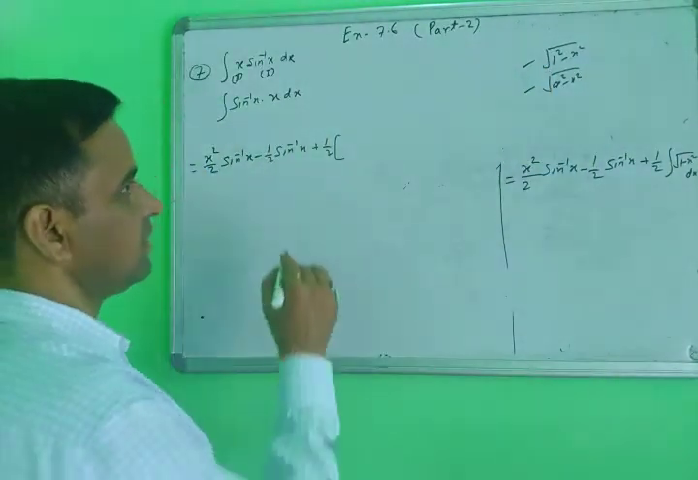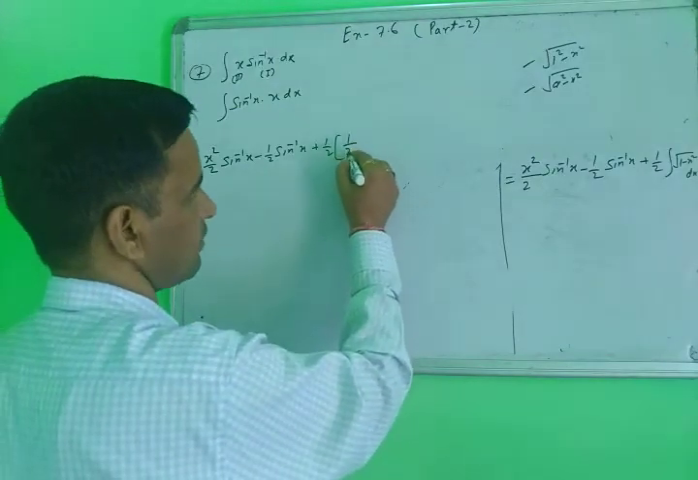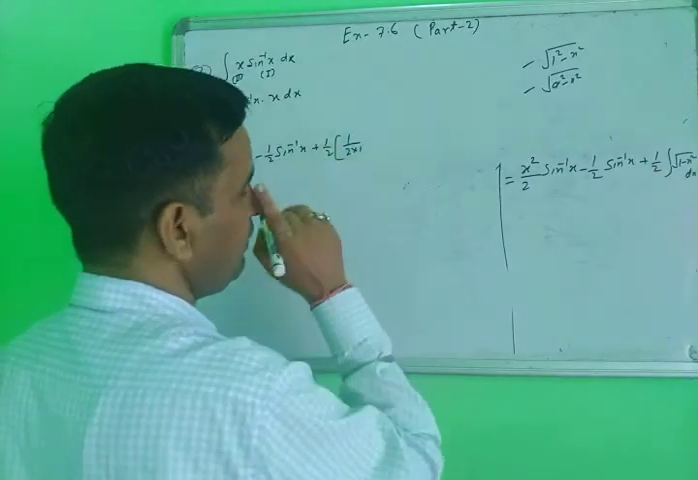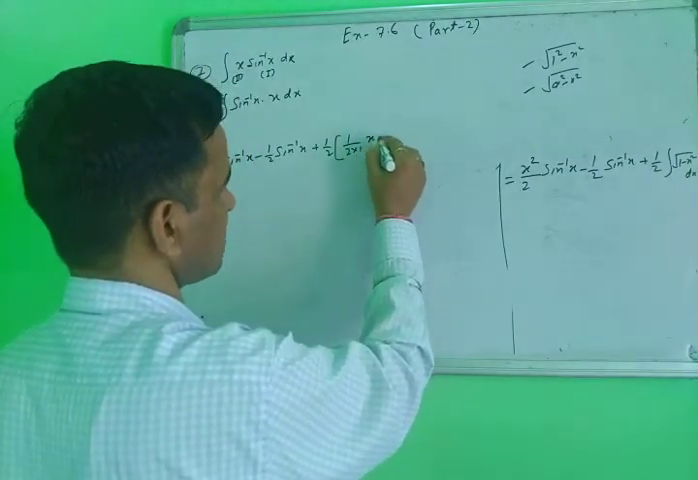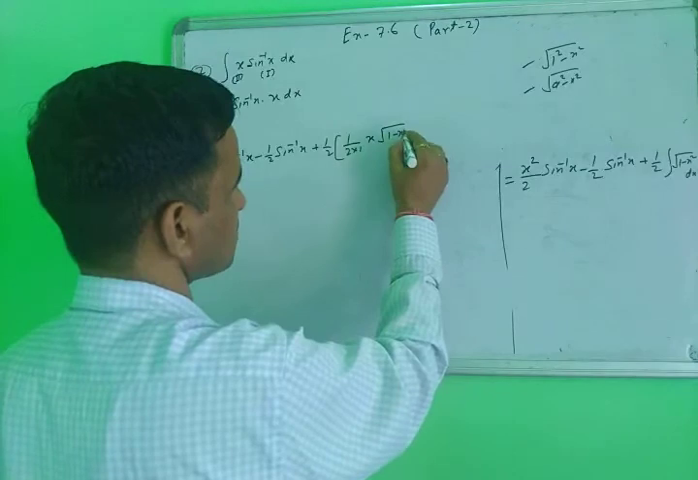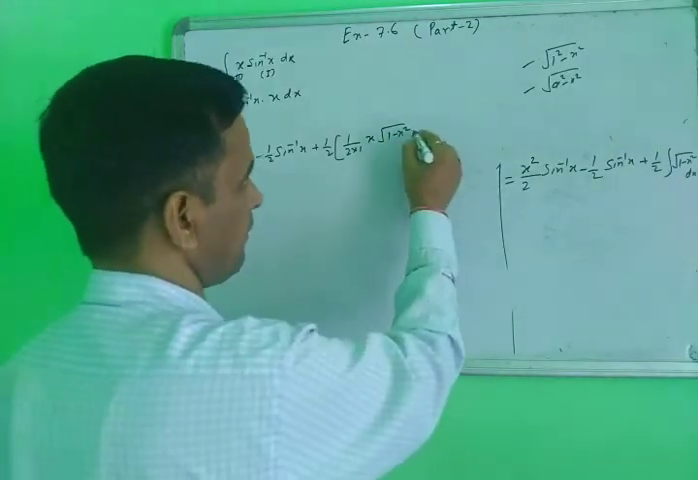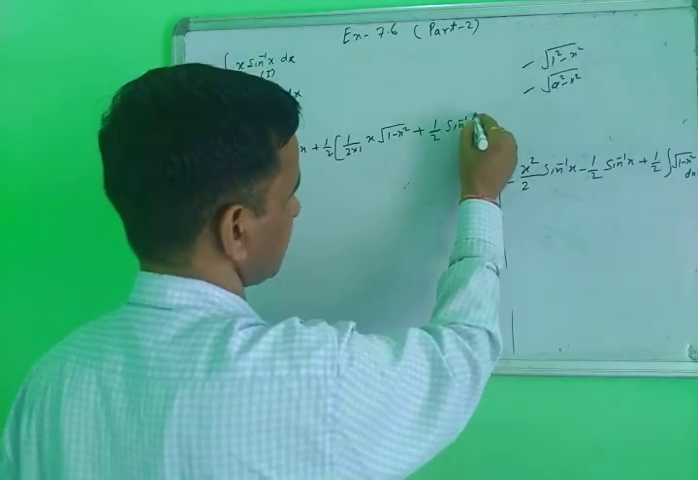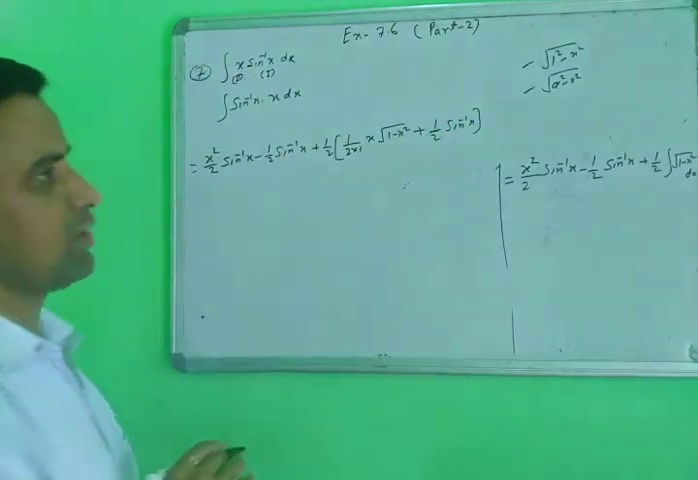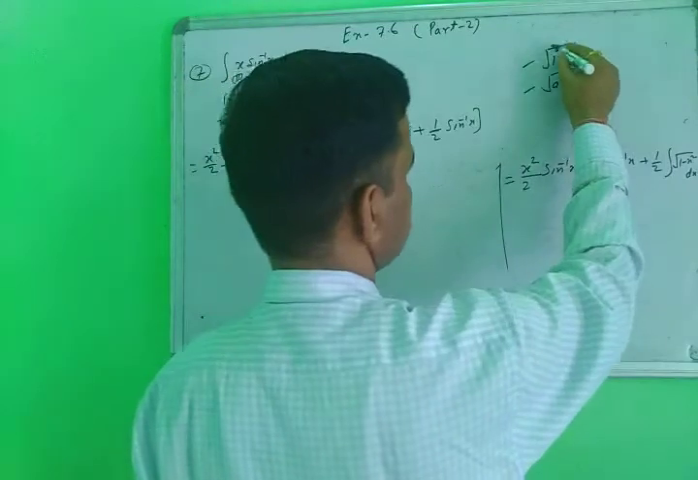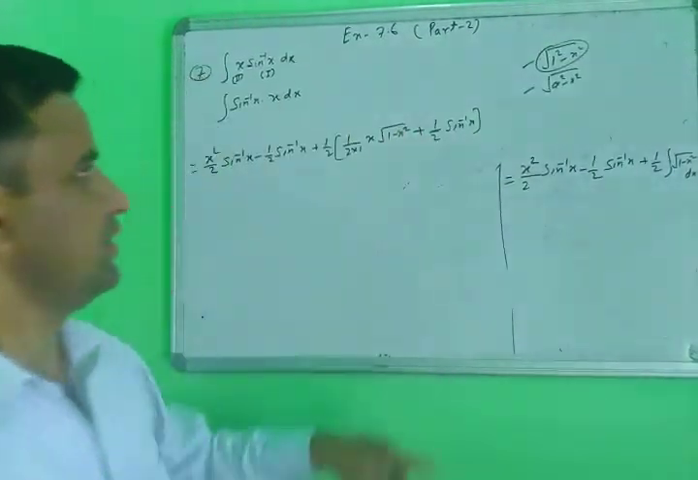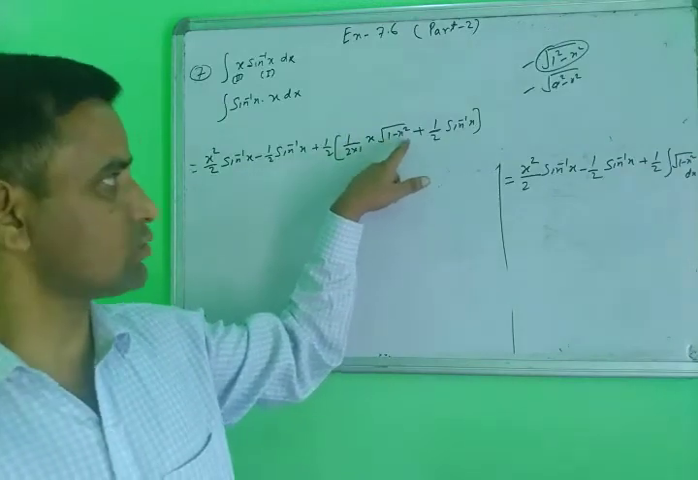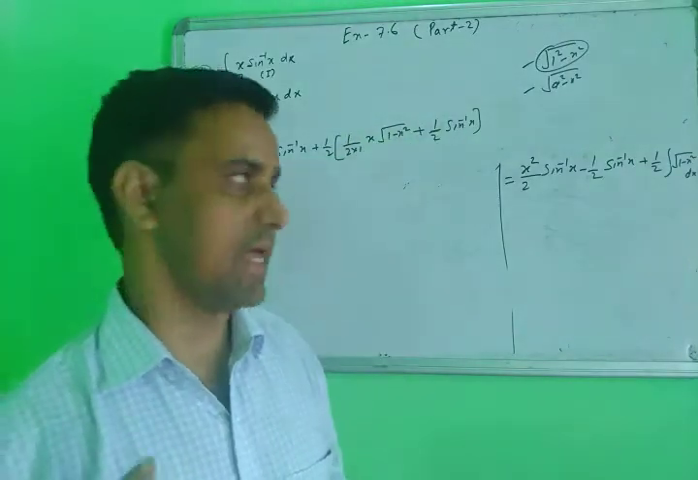So using this identity here, 1 by 2a, with a equal to 1, gives 1 by 2, and x root 1 minus x square plus 1 upon 2 sin inverse x. This is your integration of this portion: 1 upon 2 x root 1 minus x square plus 1 by 2 sin inverse x.